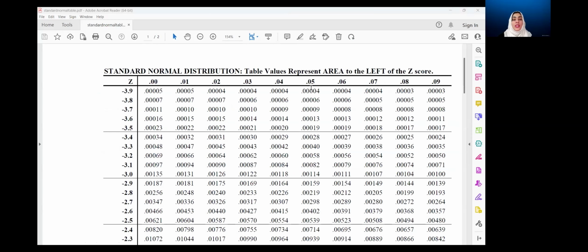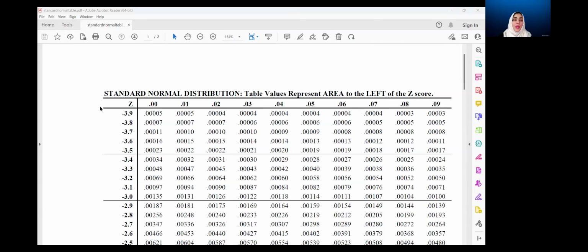So this is how a standard normal table looks. This is the standard normal distribution. Table values represent the area to the left of the z-score. Again, the word left is highlighted, written in bold and big letters, so that you remember that whatever probability value you read from here is the probability area to the left of the z-score you are looking up. It is the probability of values being smaller than this value.